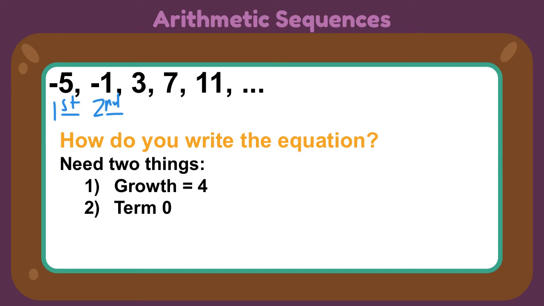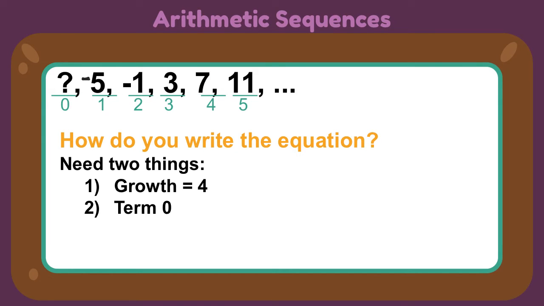So we need to figure out what term 0 is. We're going to need to work backwards. So here again, you can see that we've got terms 1, 2, 3, 4, and 5. Now we're going to try to work backwards to figure out what term 0 would be. So remember, we were growing by 4 every time, we were adding 4 to create our pattern. So if we were going to work backwards, what we would need to do is go backwards by 4. So if you do -5 and you go backwards, or you subtract 4, you get -9. So term 0 is -9.